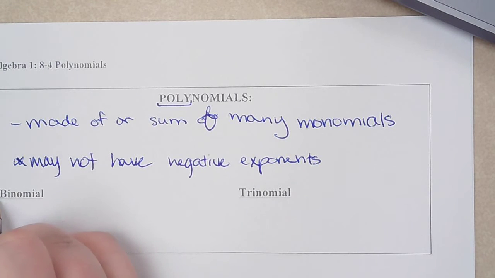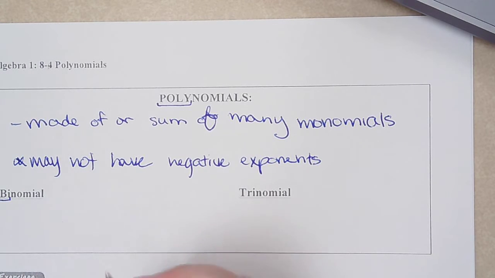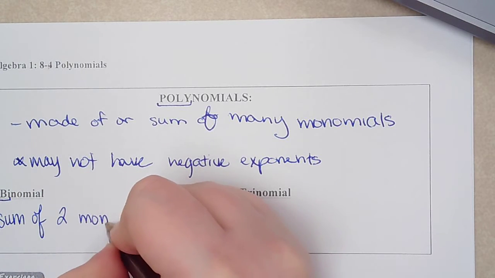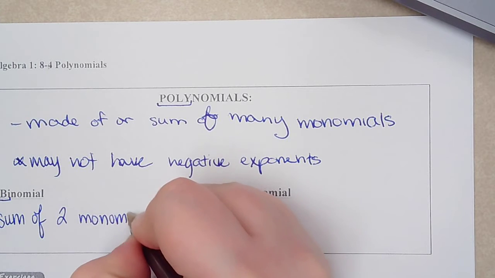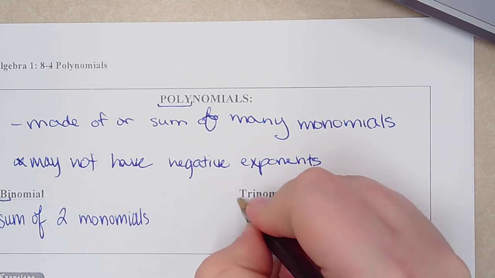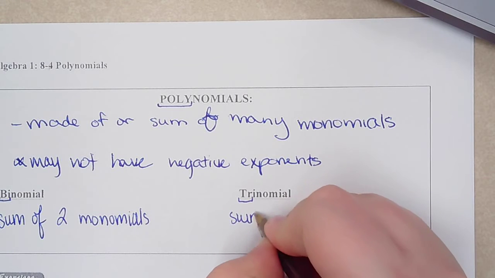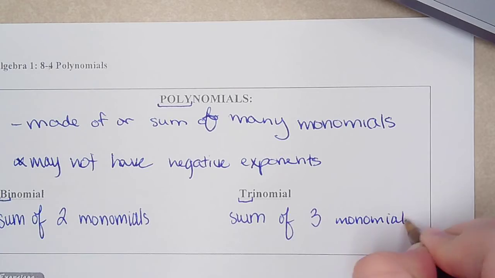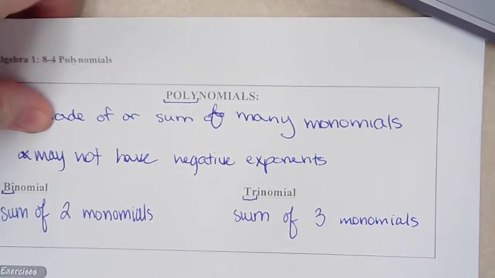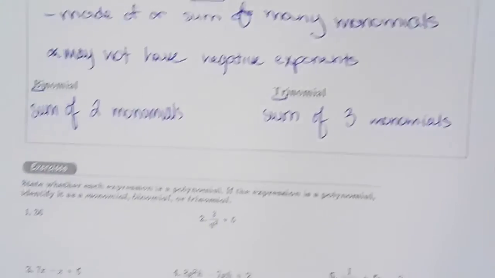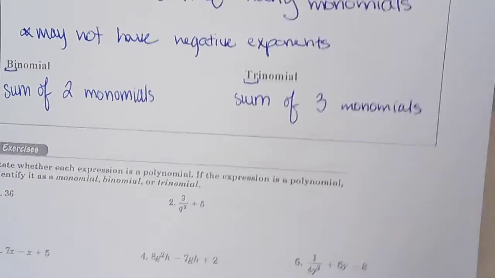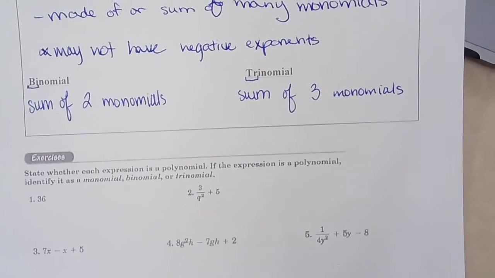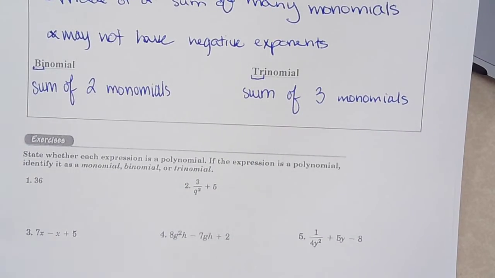So if we keep going with this root idea, what does a binomial mean? Well, it means it's the sum of two monomials. A trinomial then is the sum of three monomials. All right, so let's look at these examples, and we're going to try to state whether each expression is a polynomial, and if it is not a polynomial, we're going to also say that.